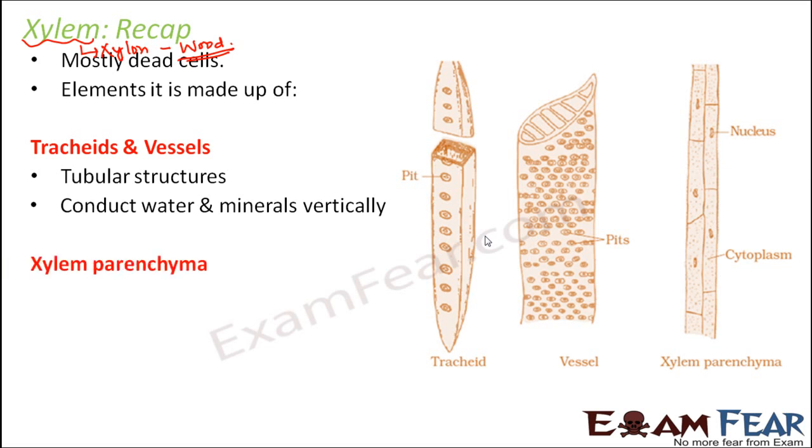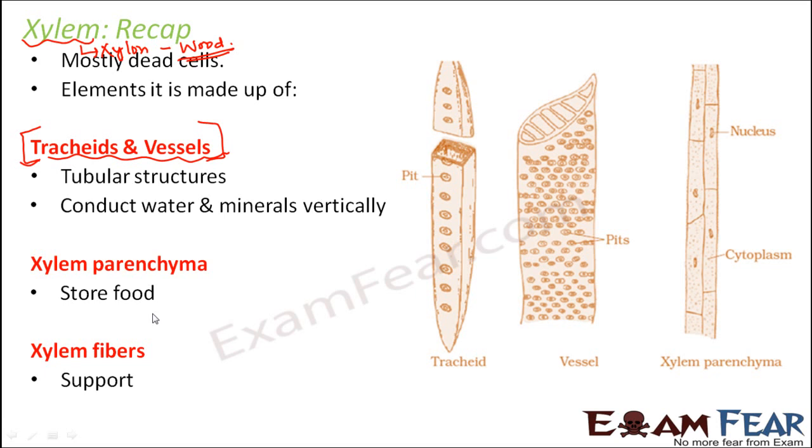Next is xylem parenchyma. They do not help in conducting water. Instead, they help in storage of food. And the last one is xylem fibers, which are again dead cells, and they just help in mechanical support. So tracheids, vessels, xylem parenchyma and xylem fibers are the important elements of which xylem is made up. Out of these, tracheids and vessels are the only ones which help in transport in plants. The other two just help in support. One gives some structural support and the other one gives some support by storing some food.